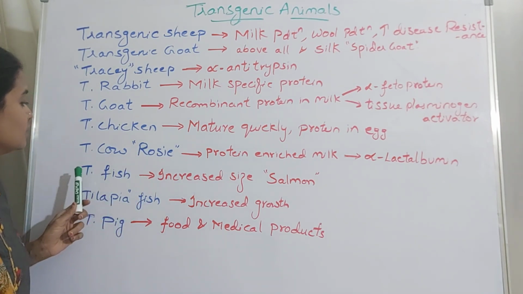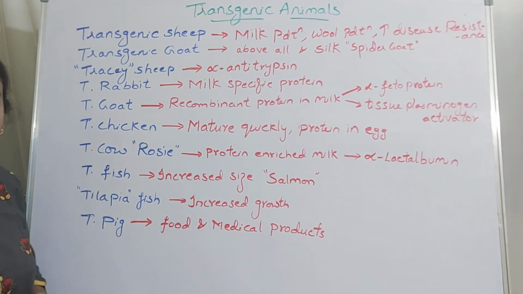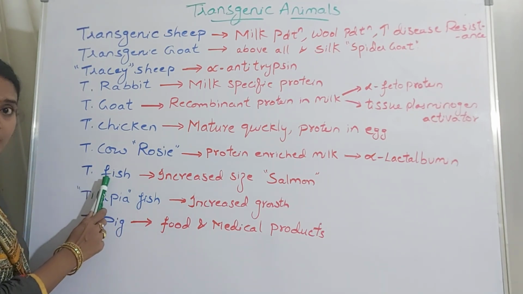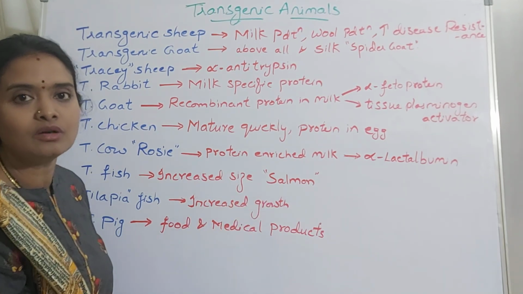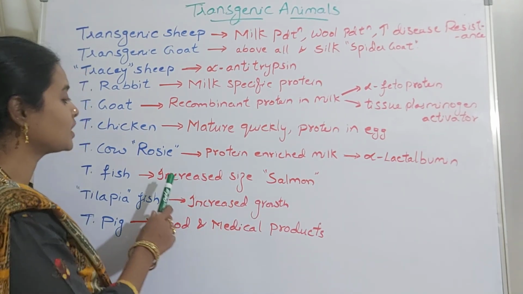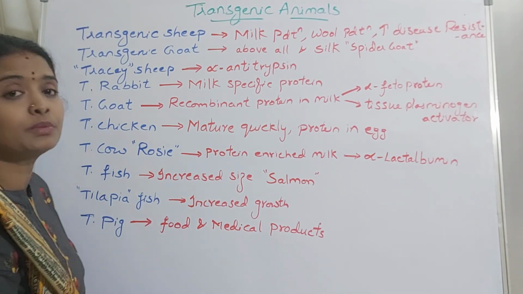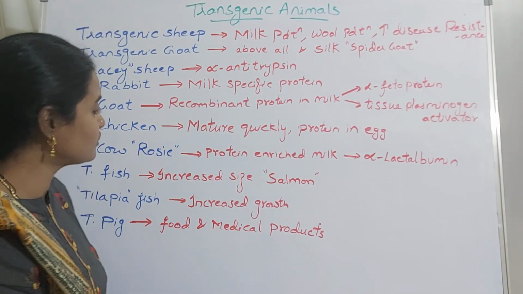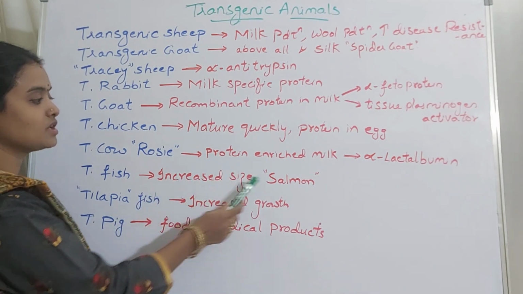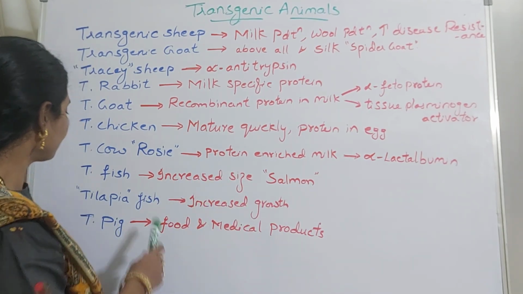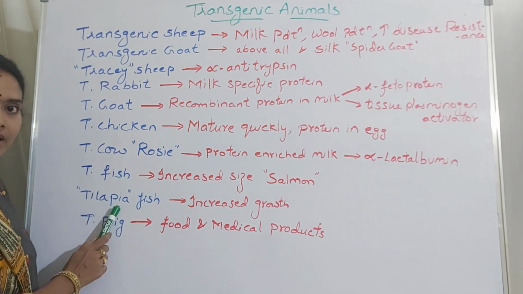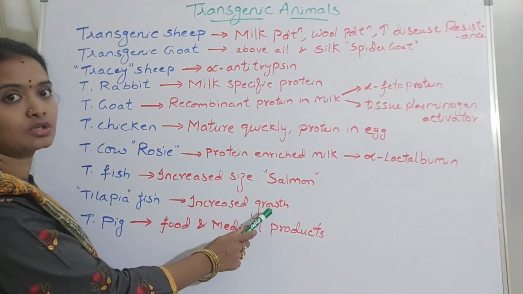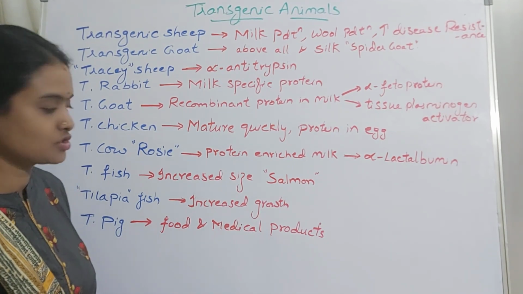Next, coming to the transgenic fish. Again in transgenic fish we require the food, right? So as it is edible, the salmon fishes grow 2 to 3 times larger than the wild type of fishes because we are introducing growth stimulating hormones, right? Otherwise the increased growth is observed in the salmon fish. Then another transgenic fish is tilapia. Again here you can see increased growth of this transgenic fish.